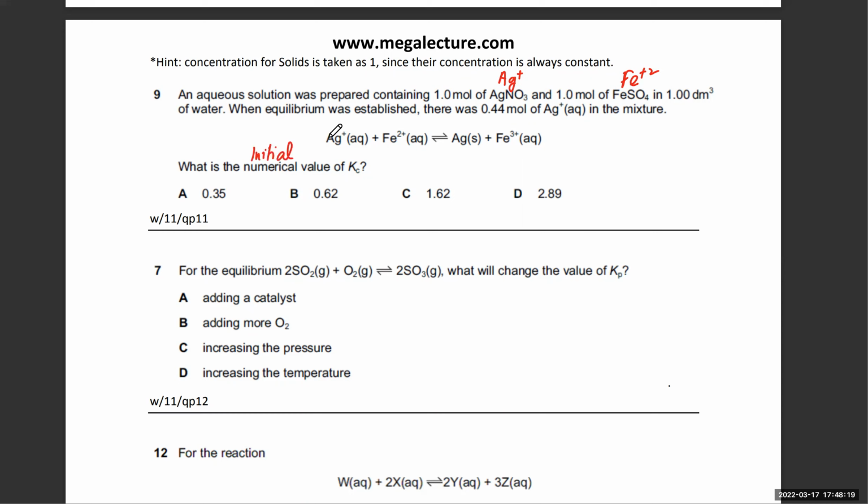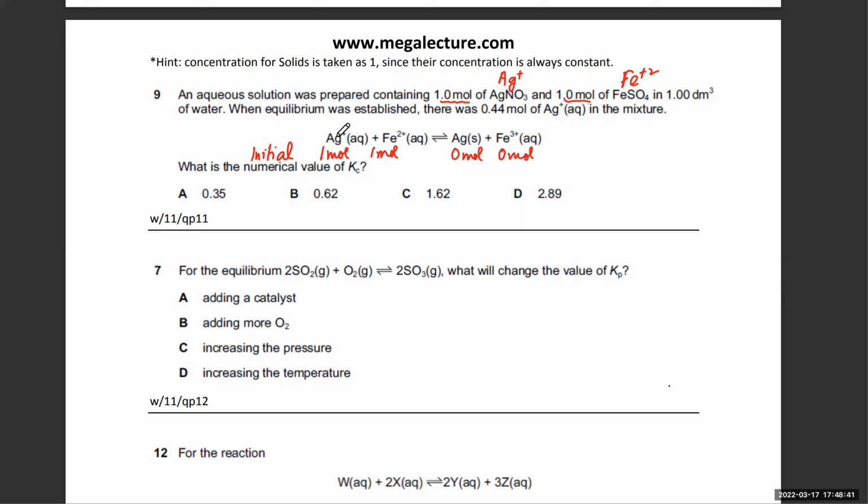Initially, how many moles were added? 1 mole of this and 1 mole of this. That is given in the question. Those are your initial moles. And he did not add any of this, so 0 moles of this and 0 moles of this. So that's the first thing.